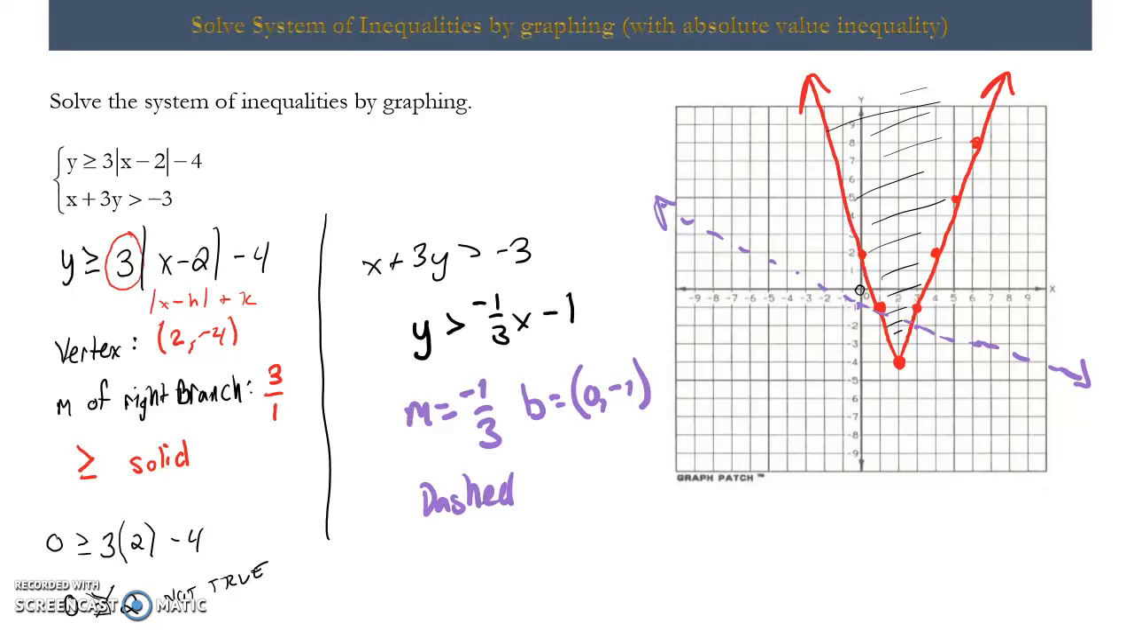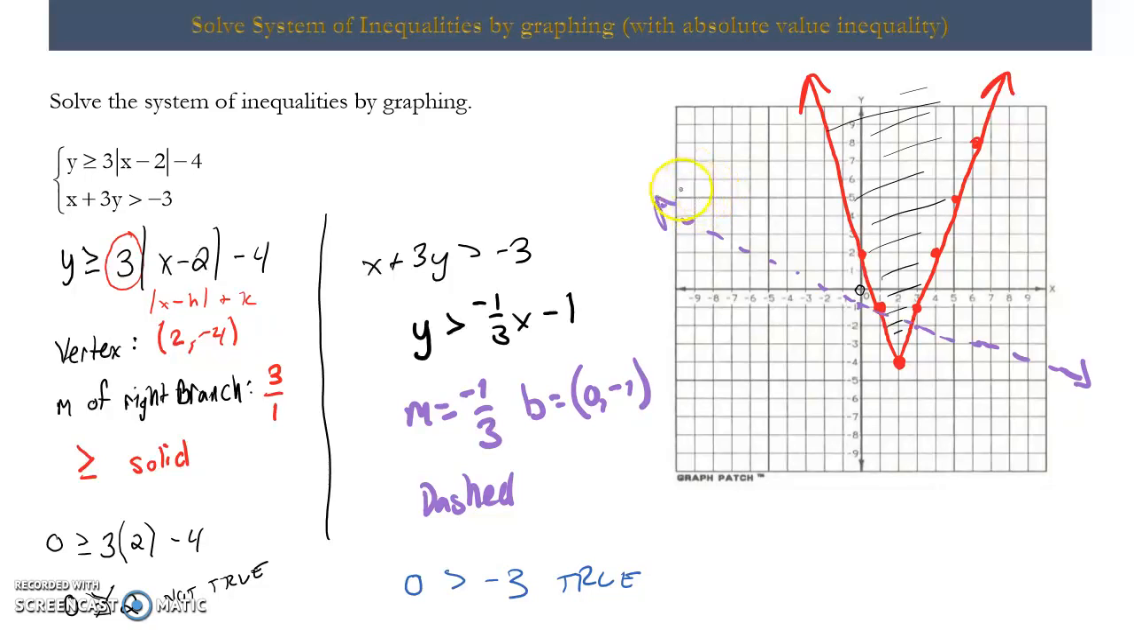Again, I'm going to test 0, 0. 0, 0 is above that line. If I put that into my original inequality, I get 0 plus 3 times 0, which is 0. I get 0 is greater than negative 3. That is a true statement. Therefore, 0, 0 is a solution to that inequality.